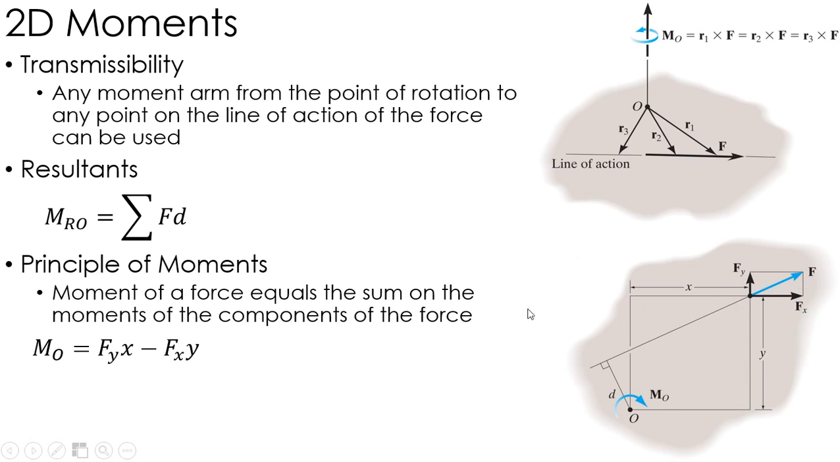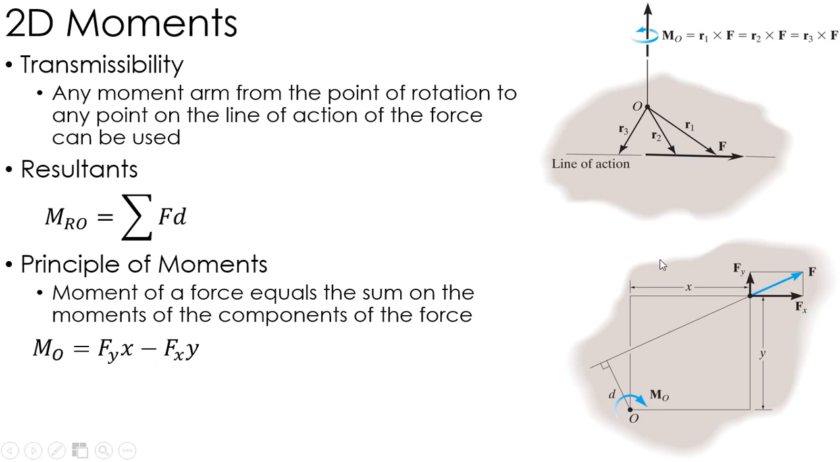Now, Fy creates a counterclockwise moment, so that would be positive. Fx creates a clockwise moment, so that would be negative. And that's where the plus and the minus go in here. Don't worry about that. It's going to be different for every problem. For this specific example, it'll look like this.